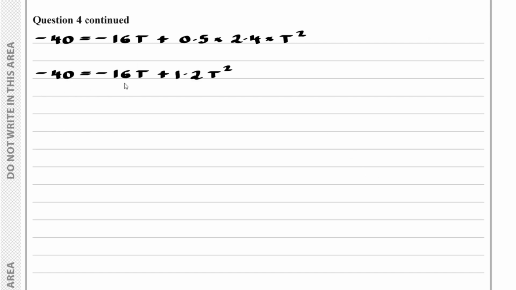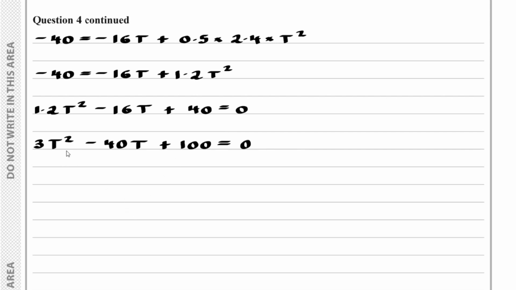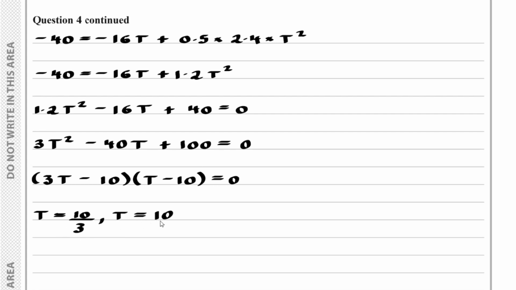So we have -40 equals -16t plus 1.2t squared, meaning we have 1.2t squared subtract 16t plus 40 equals 0. And if I multiply through by 5, we have 3t squared subtract 40t plus 100 equals 0. And if I factorize, I have (3t - 10) multiplied by (t - 10) equals 0, meaning t is equal to 10 over 3, or t is equal to 10. Therefore, t is equal to 10 only, and that's because t is greater than 5.